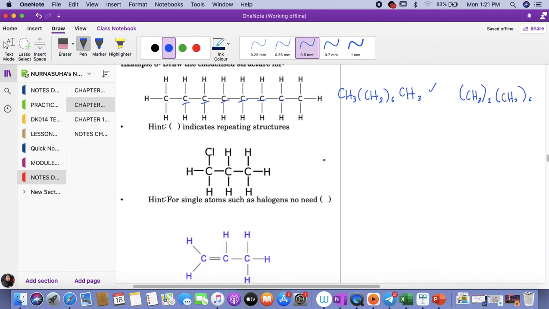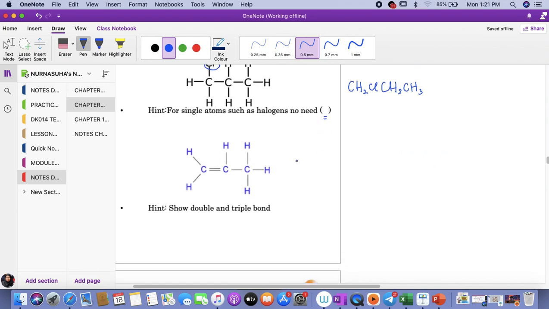Okay, next. For single atoms such as halogens, no need for brackets. This one needs brackets because there are 3 atoms. For single atoms such as fluorine and so on, no need for brackets. So for this one, we write it as CH2, Cl, then CH2, CH3.